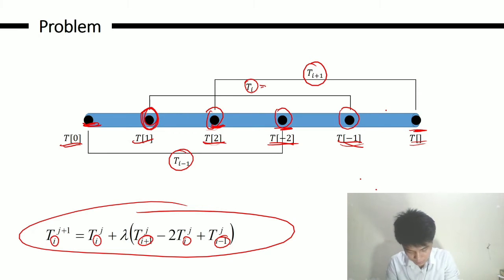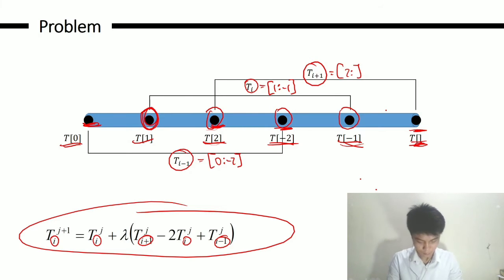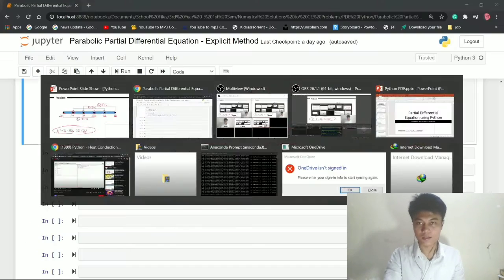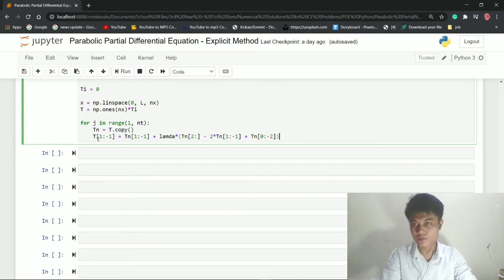So, sulat ko dito, Ti can take the values of T of 1 colon hanggang negative 1. So, Ti plus 1 can take the values of 2 hanggang sa wala. Ito. And then, lastly, Ti minus 1 can take the values of T0 hanggang negative 2. So, hence, ganito yung itsura ng ating coding dito.